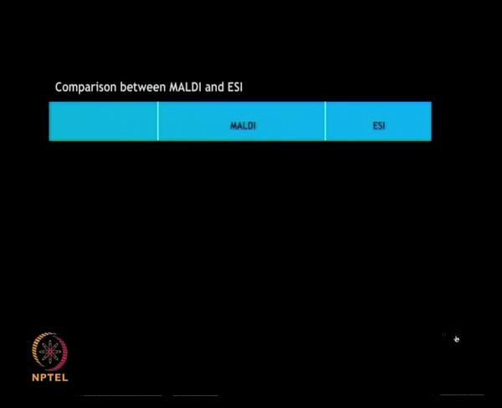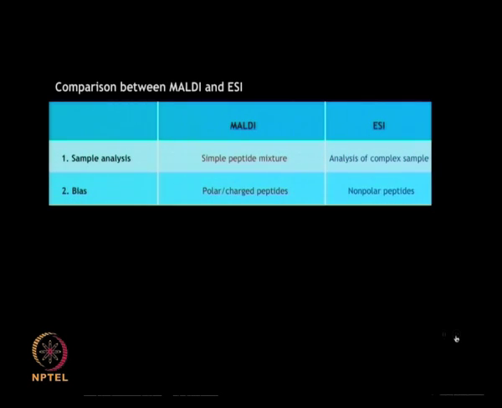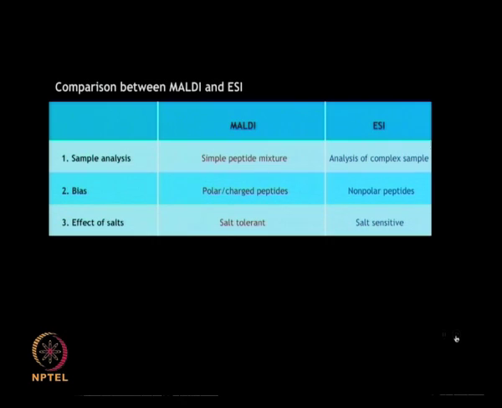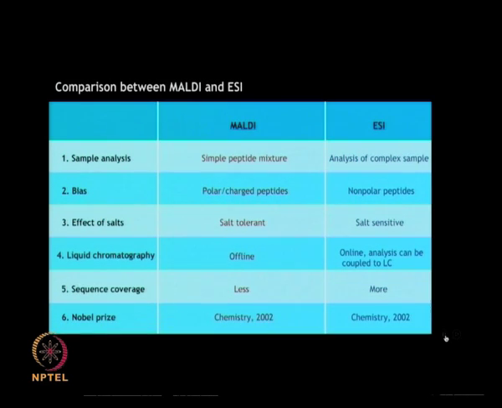Let us have a comparison between MALDI and electrospray ionization and discuss their pros and cons, which can be used for the analysis of different types of protein sample. In MALDI, the sample analysis is for the simple peptide mixture, whereas ESI can be used for the analysis of complex samples. There is a bias towards the polar or charged peptides in MALDI, whereas it is towards the non-polar peptides in ESI.